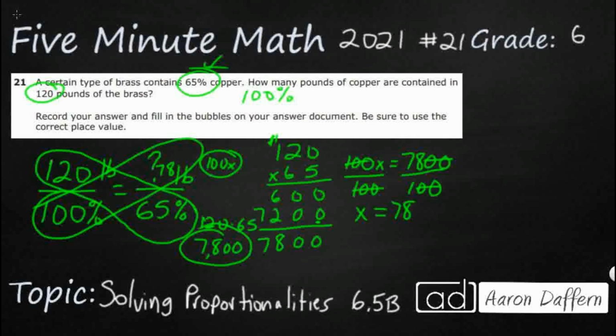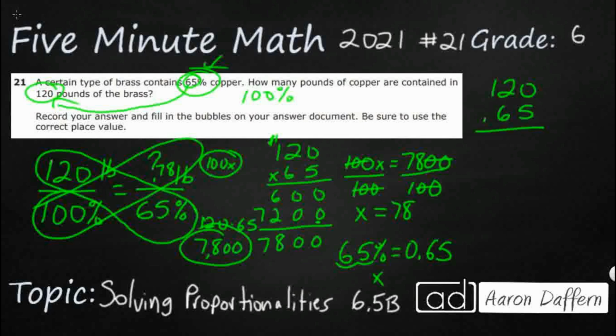Now, that's if we want to set up a proportionality. There's actually a faster way to do this, because we need to find 65% of this 120 pounds. Well, you can easily turn 65% into a decimal by moving the decimal spot once, twice. So we're going to get 0.65. And if we want to find 65% of something, that means multiply. We could take our 120 and multiply by 0.65, and we're going to get the same answer.